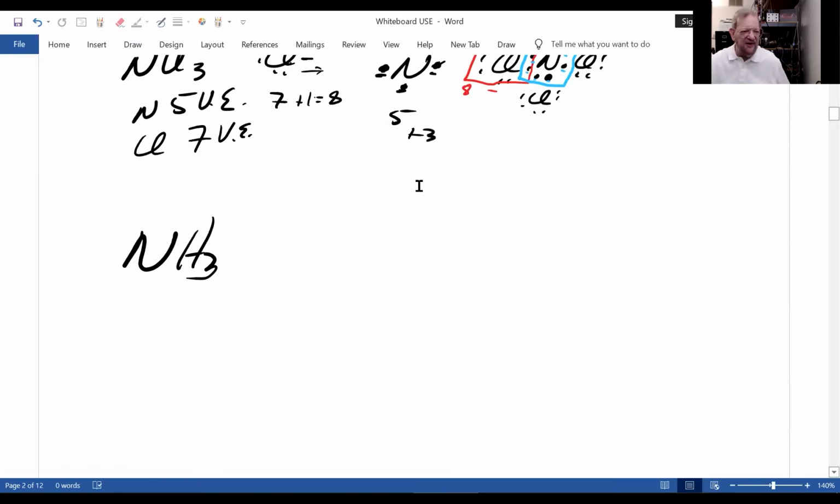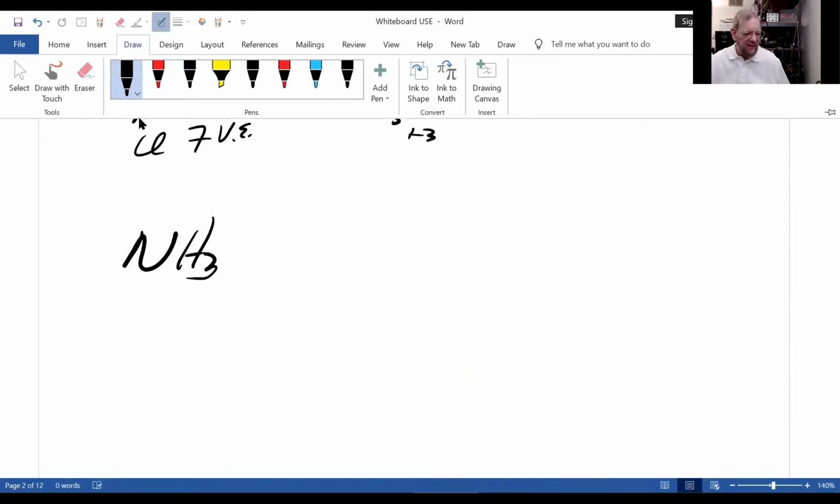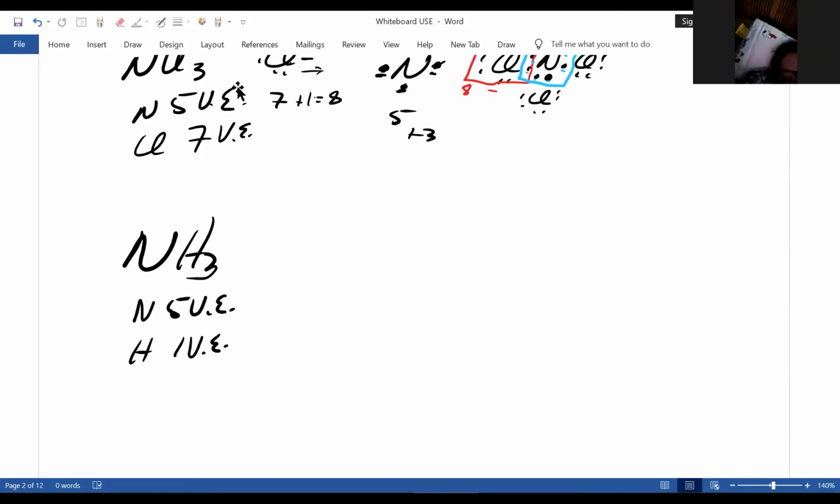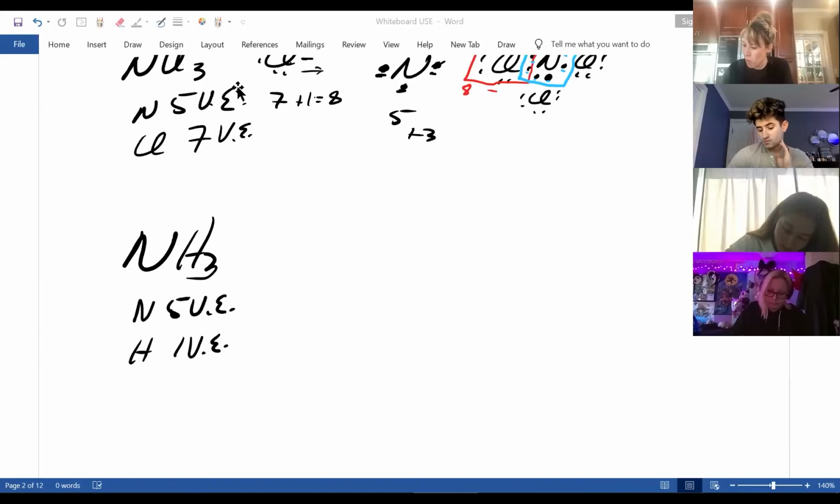So it's your turn. Nitrogen, 5 valence electrons, hydrogen, 1 valence electron. Draw the Lewis structure for ammonia, NH3. And does anybody need more time?